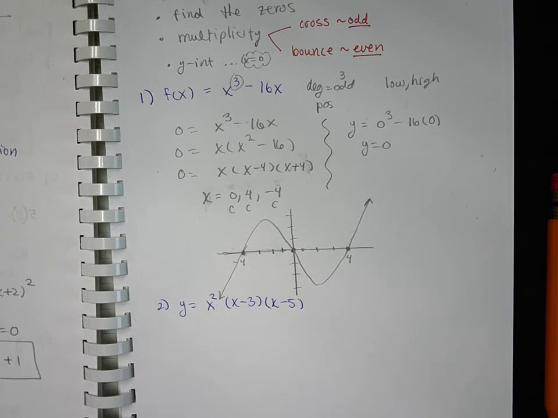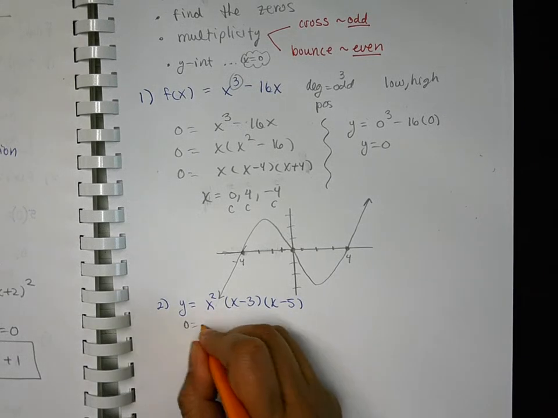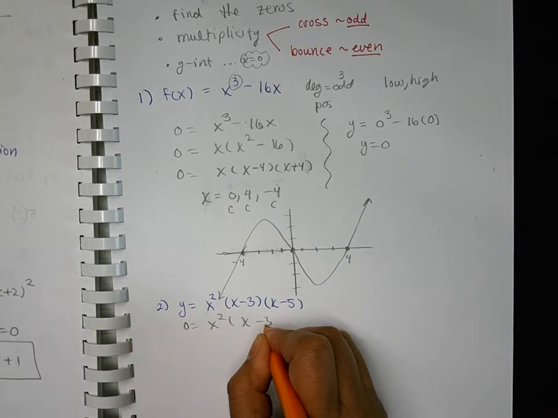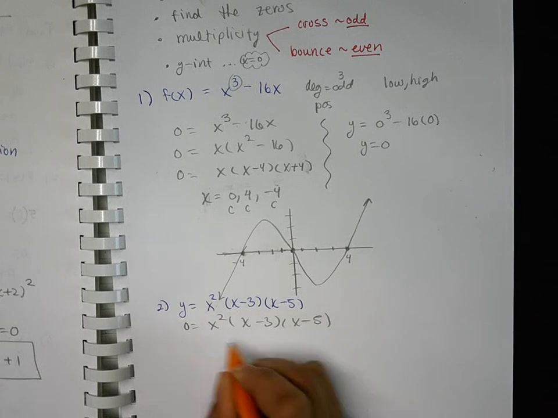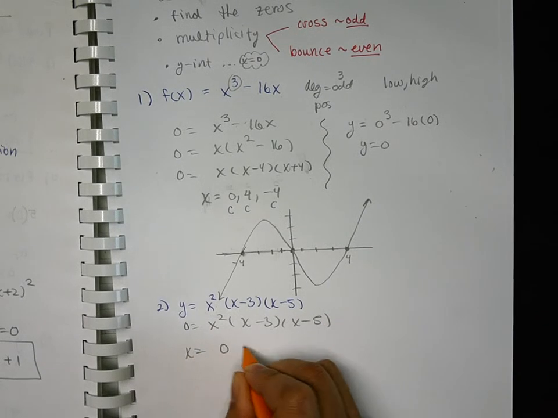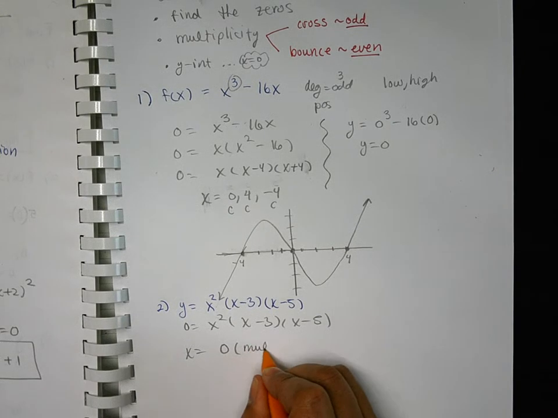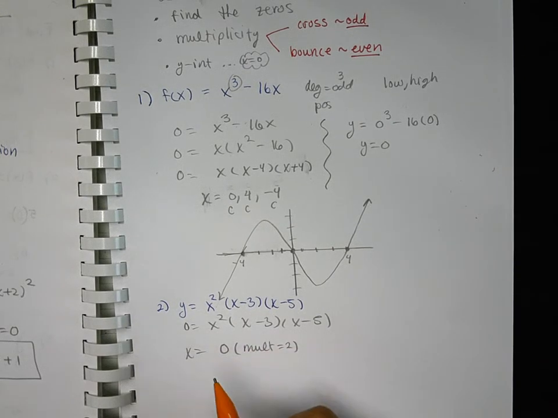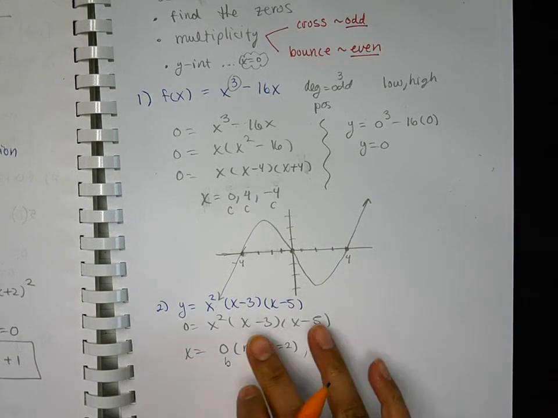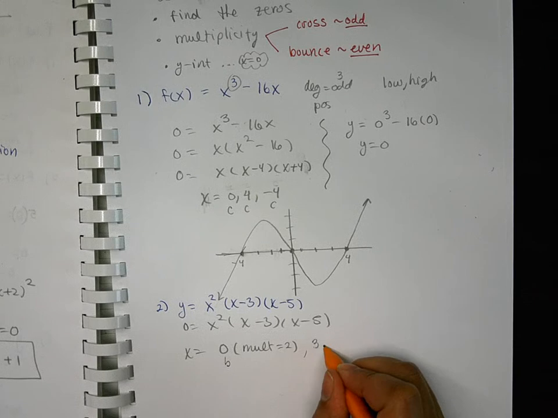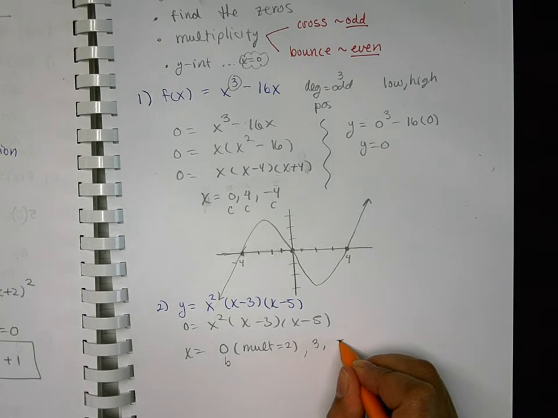All right, what are the zeros? I heard somebody whisper a 0. Does everybody agree? And what do we know about the 0? The multiplicity is 2, yes or no? All right, what does that mean? Is it a cross or a bounce? Bounce. All right, what are my other 2 zeros? 3 and 5, both crosses, yes or no?